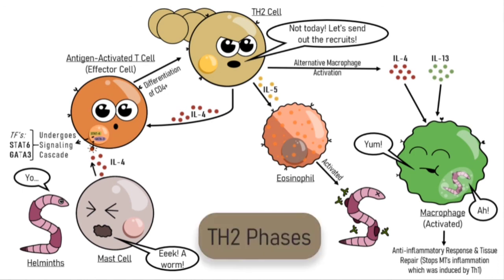This is generally the idea on how these TH2 cells are made and how they help with fighting off helminths in the immune system.